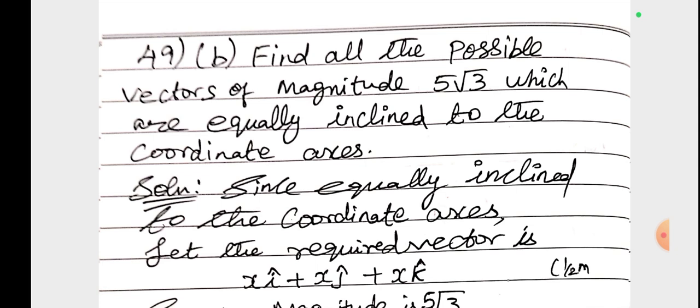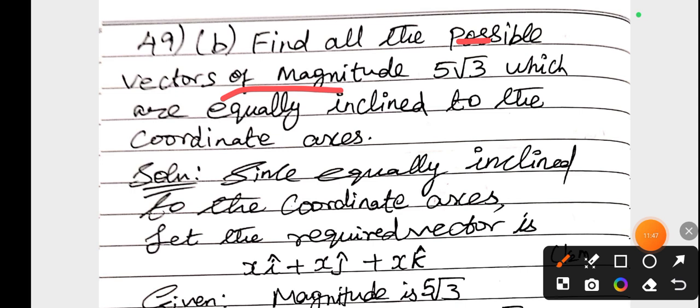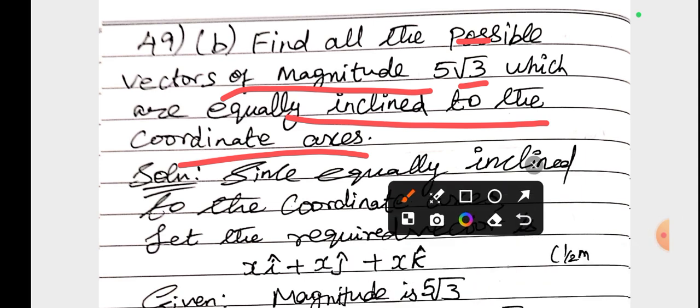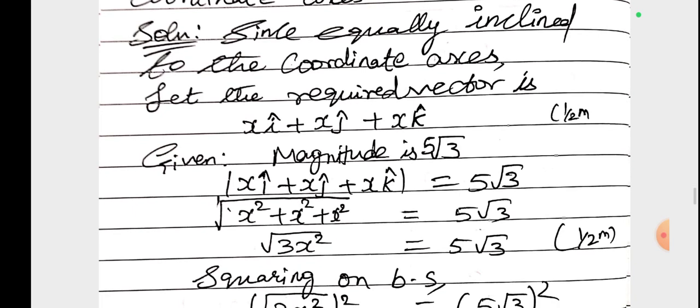The next question, I think this type of question was there, like the collinear one, but anyway, this is another way we are doing. Find all the possible vectors of magnitude 5 root 3 which are equally inclined to the coordinate axes. Since they have given equally inclined, we take the vector xi plus xj plus xk. Actually, what will we take? R vector equals xi cap plus yj cap plus zk cap, but here we take all three equal, since they have said it is equally inclined.